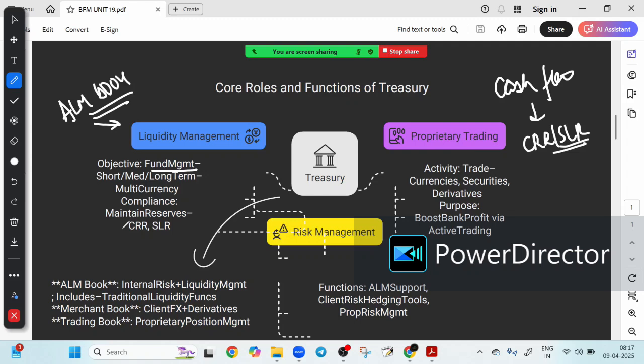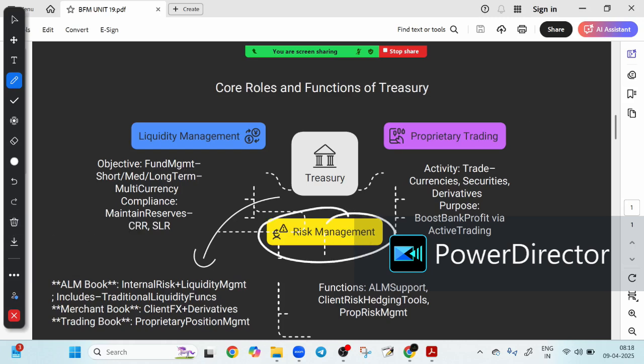So I told you now that two things, managing cash flow and complying with CRR and SLR, are part of liquidity management. Then we have the second part, that is called risk management. So after liquidity management comes risk management. You know what it means? Risk never sleeps, but the treasury is always a step ahead.